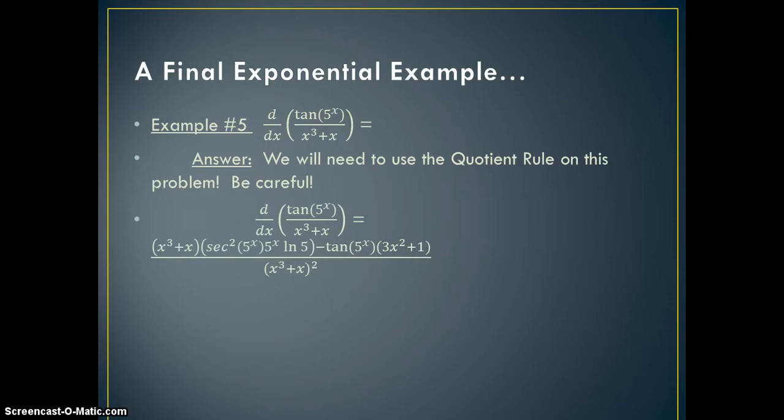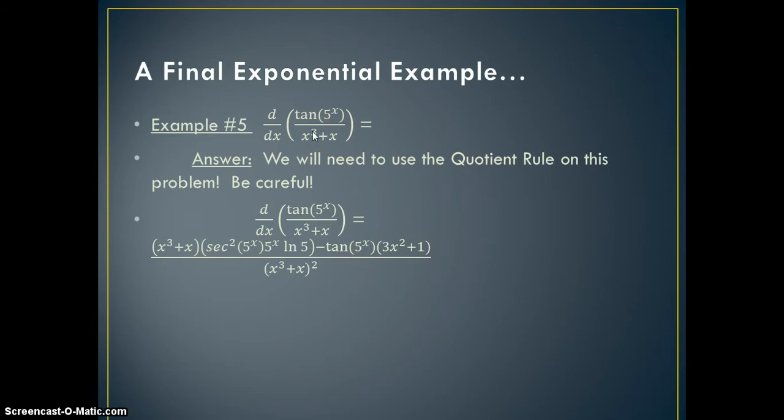We need to find the two derivatives separately. First of all, the derivative of tangent of 5 to the x will be secant squared of 5 to the x, the first outside function, times 5 to the x natural log of 5. That's the derivative of the 5 to the x part. The derivative of the bottom we've known for a while. We want to find the derivative of x cubed plus x, which is just 3x squared plus 1.